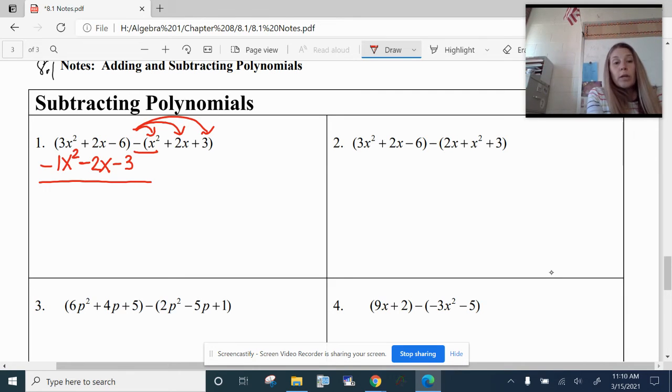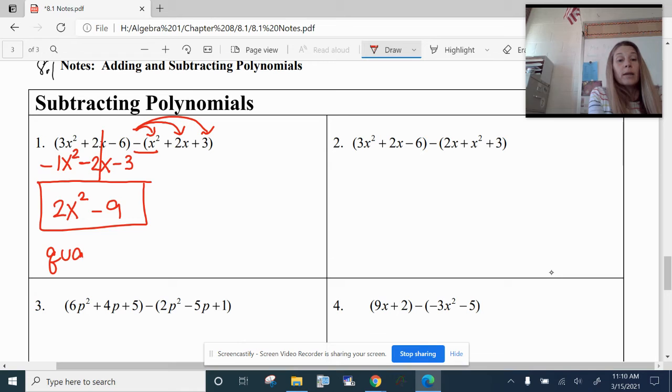So 3x squared minus 1x squared will give me 2x squared. 2x minus 2x will cancel. And then negative 6 and negative 3 give me negative 9. And of course, this will be a quadratic binomial.